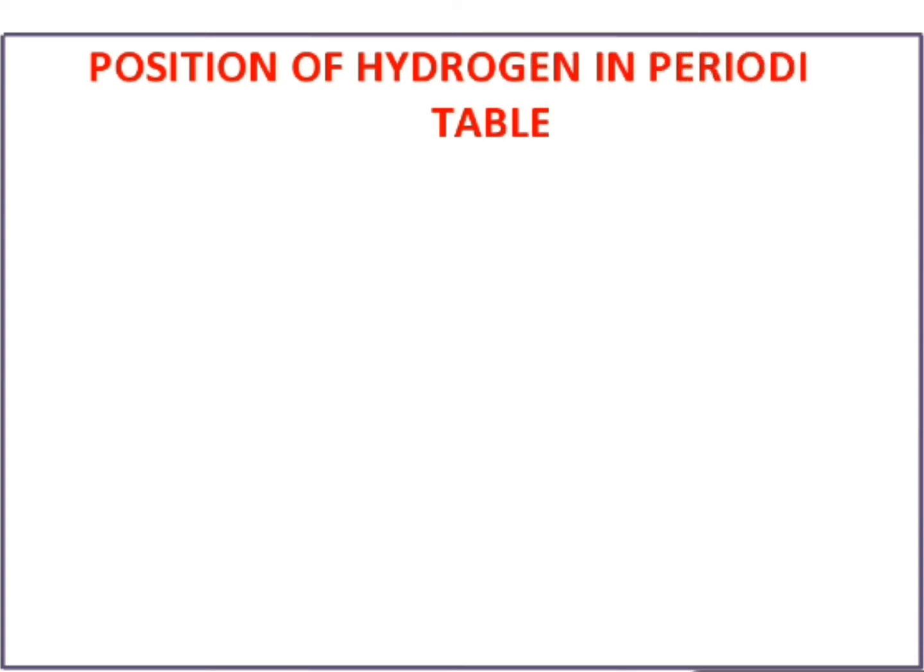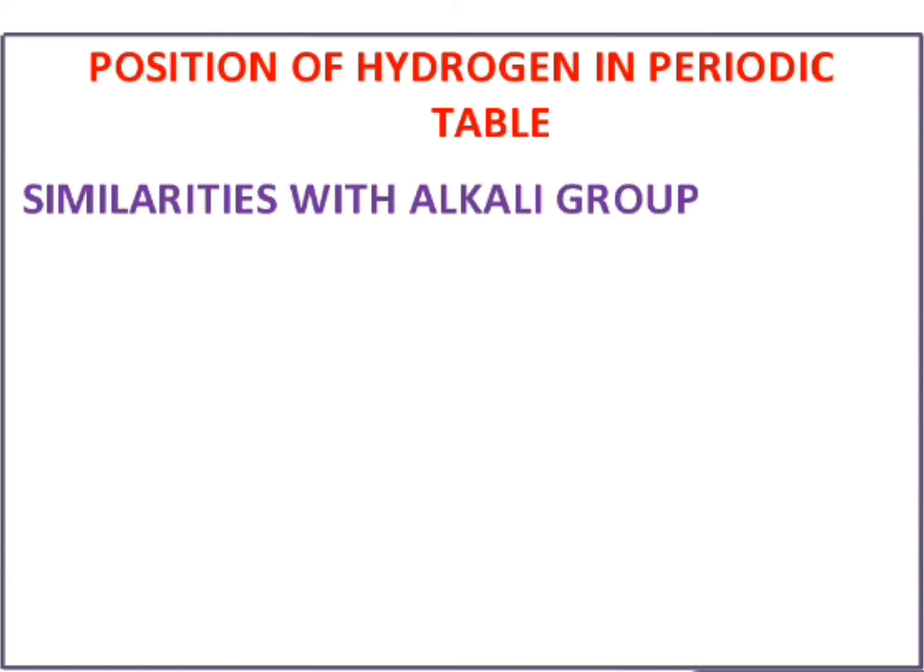After the introductory part, we will discuss the position of hydrogen in the periodic table. The position of hydrogen is always controversial. Why? Because hydrogen is placed in the first group, the alkali metal group. Alkali metals are metals, and we know hydrogen is a non-metal, so why are we placing hydrogen with the alkali metal group? The answer is that hydrogen has similarities with the alkali group.